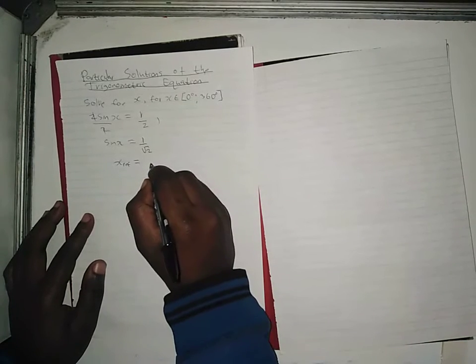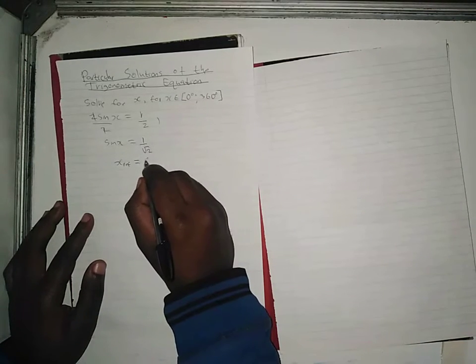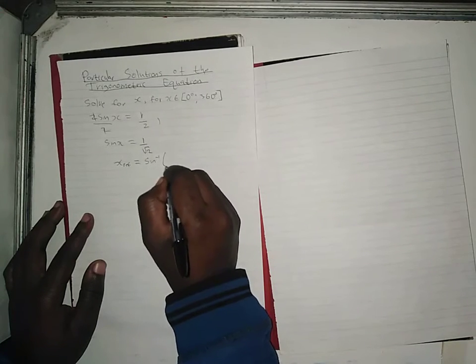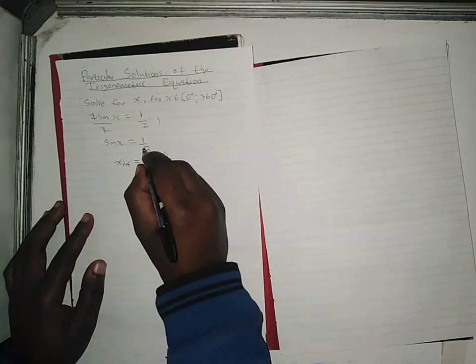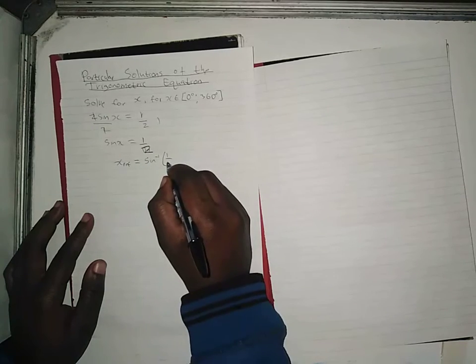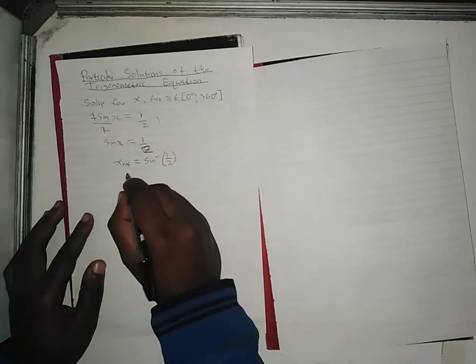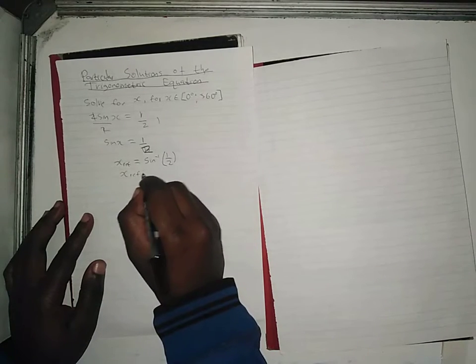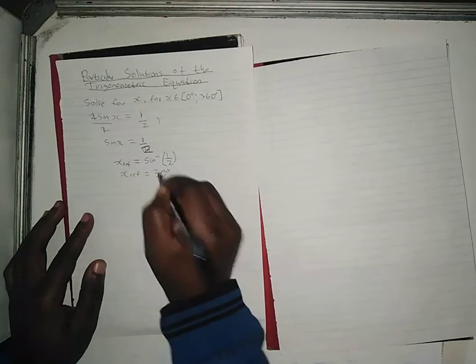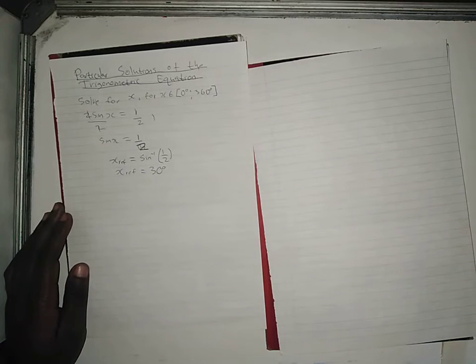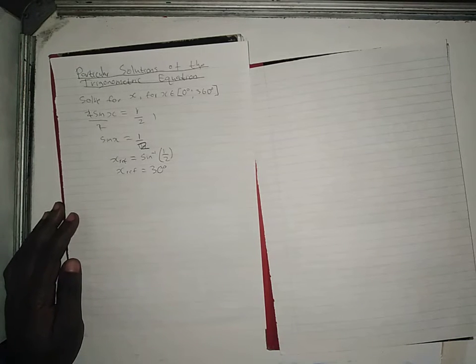And then we are going to have x ref, which is the reference angle, in other words, an angle that we are going to use. The x ref is going to be the inverse of sine evaluated at 1 over, not root 2, it's 2, at 1 over 2. Therefore our x ref is equal to 30 degrees. So this angle of x, which is 30 degrees, is the angle that we are going to work with to find a solution that we need.